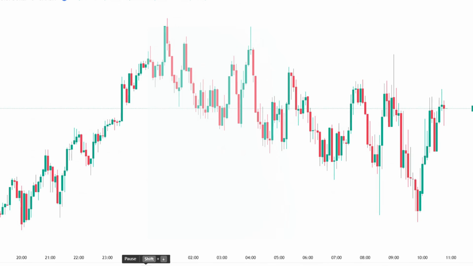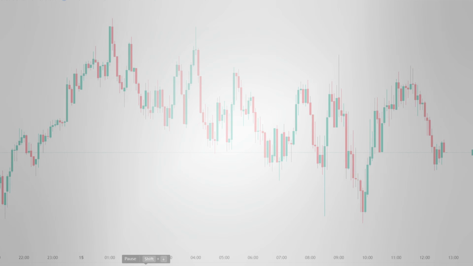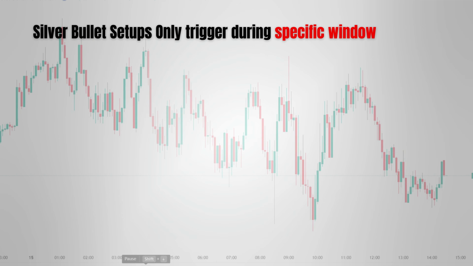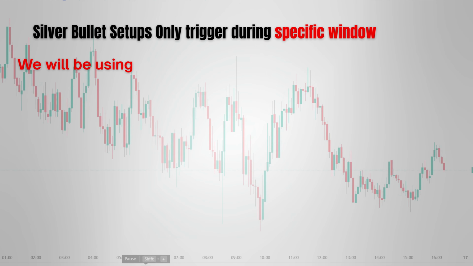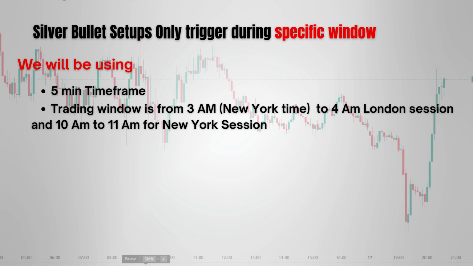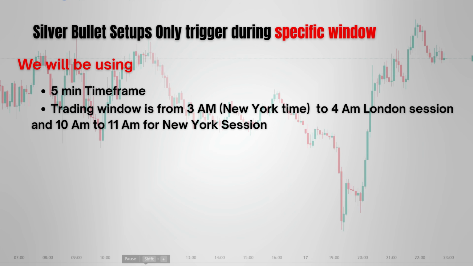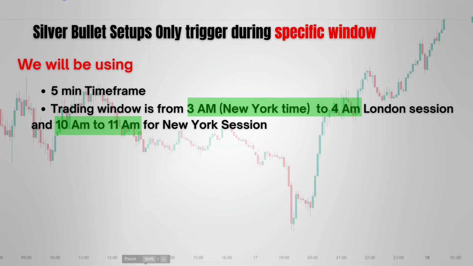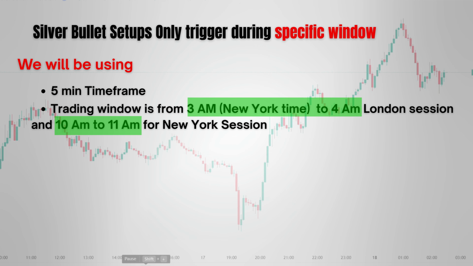Before you can trade this model properly, you need to set up your chart exactly right, because the Silver Bullet setup only triggers during a very specific window. We'll be using the 5-minute time frame, and the trading window is from 3 a.m. New York time to 4 a.m. for the London session, and 10 a.m. to 11 a.m. for New York. That's the period where liquidity hits the market.